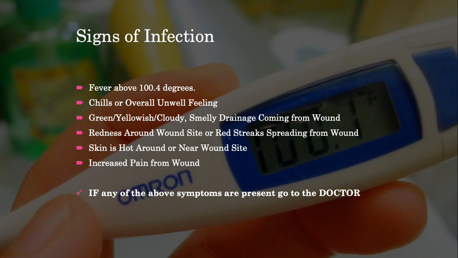Signs of infection are fever above 100.4 degrees, chills or an overall feeling of being unwell, green, yellowish, or cloudy and smelly drainage coming from the wound, redness around the wound site or red streaks spreading from the wound, skin that is hot near the wound site, and increased pain from the wound. If any of the above symptoms are present, please seek medical attention.